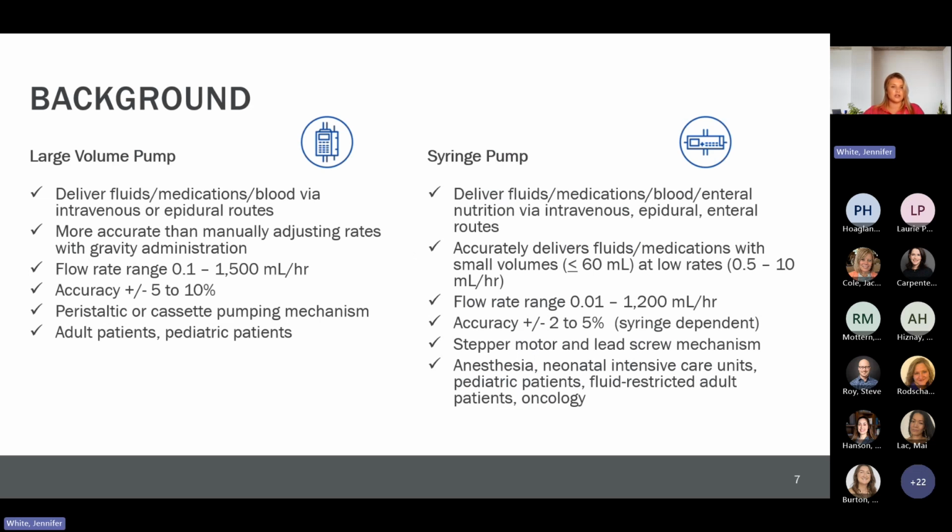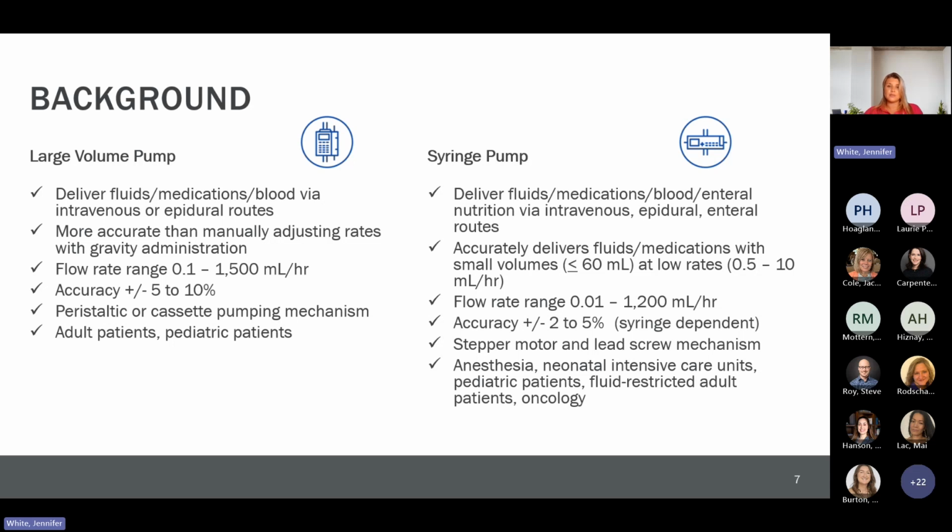Some background for large volume and syringe pumps. So large volume pumps, they'll deliver fluids, medications, and blood via IV or epidural routes. They're more accurate than manually adjusting rates with a gravity administration. Their flow rate ranges are 0.1 to 1500 mLs an hour, with accuracies of plus or minus 5 to 10%. They are peristaltic or cassette pumping mechanisms, and they're primarily used in adult and pediatric patients.